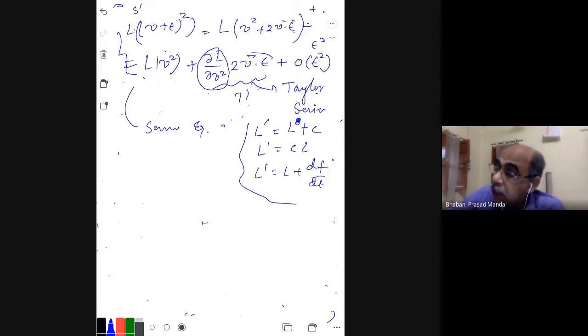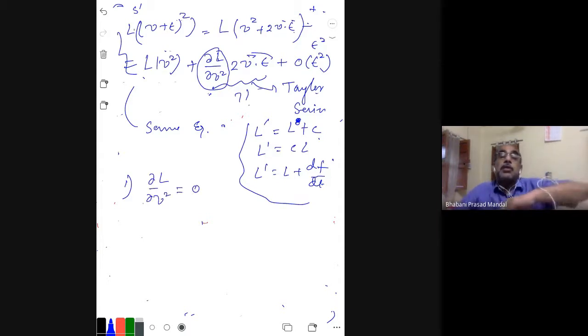I want to know how L depends on V square. So suppose one possibility is that del L del V square equals 0. This is the easiest possible. Then L prime equals L, so they will give you the same equation of motion.